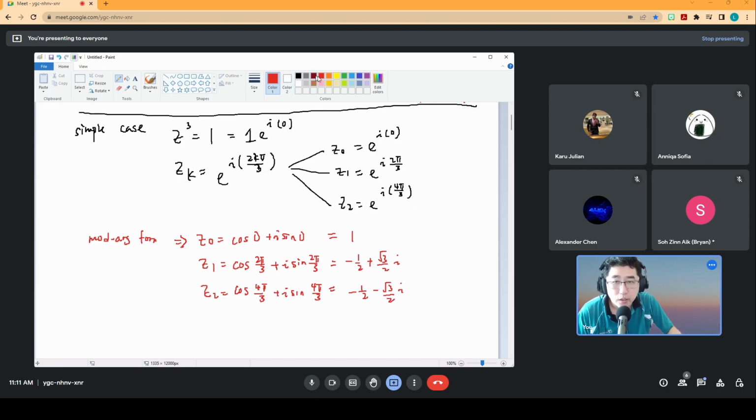The next part that we're going to look at is what happens if we put them into the Argand diagram, real and imaginary. So I will notice that Z0 will be here, Z1 will be here, Z2 will be here. Anyone can tell me what you can observe from these three locations?